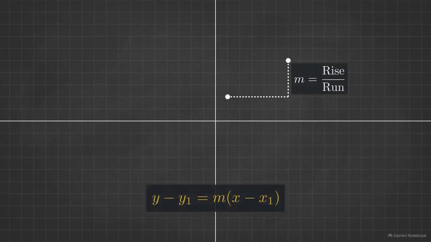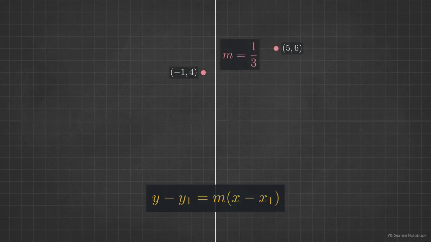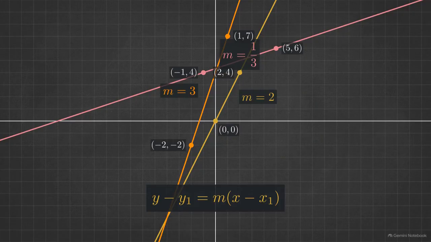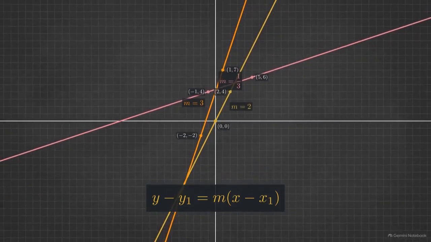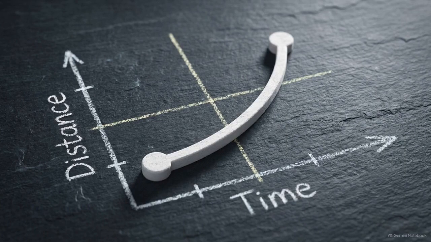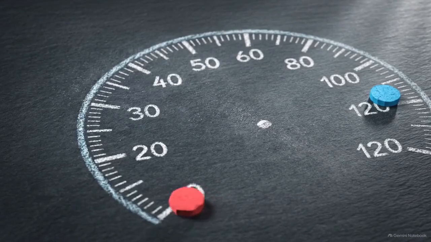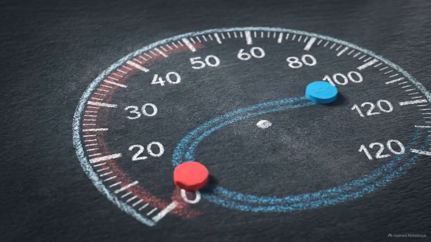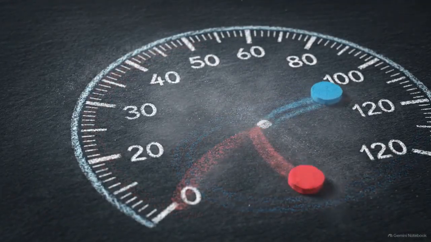To connect two specific houses, you first calculate the steepness between them. Once you have that slope, you can use either house as your starting point. We link -1, 4 to 5, 6, then connect 0, 0 out to 2, 4. Finally, connect -2, -2 up to 1, 7. Find the slope first, then pick a point to build the road. Connecting two dots this way helps you calculate an object's average speed. In calculus, you will push these two dots closer and closer together to calculate instantaneous speed at one exact moment.